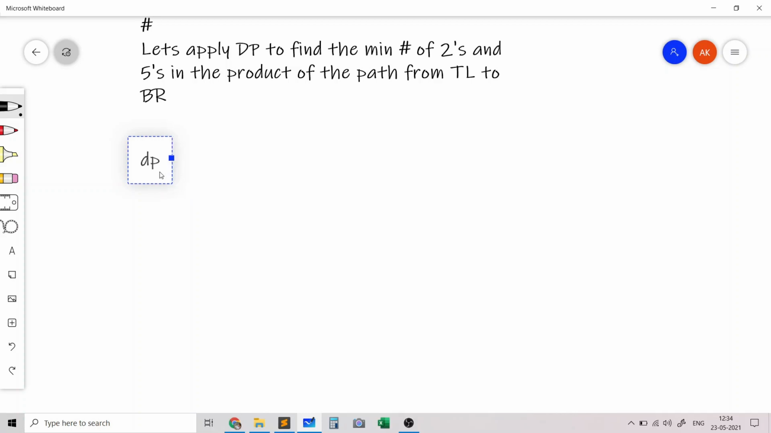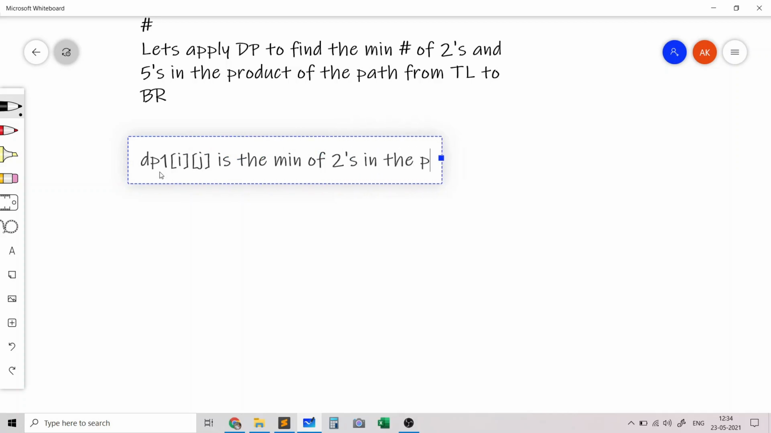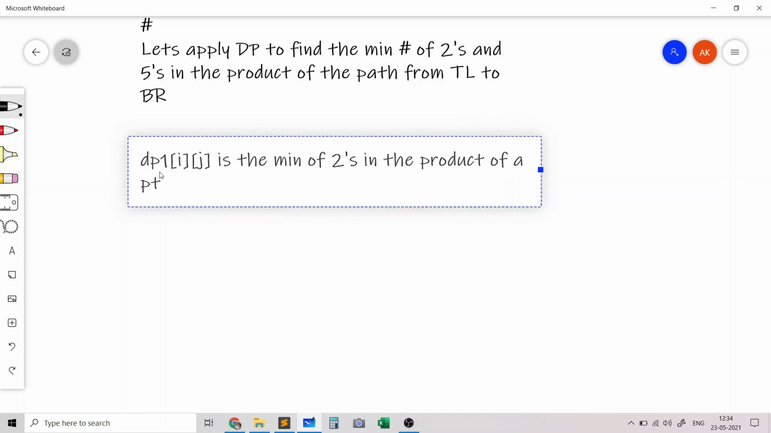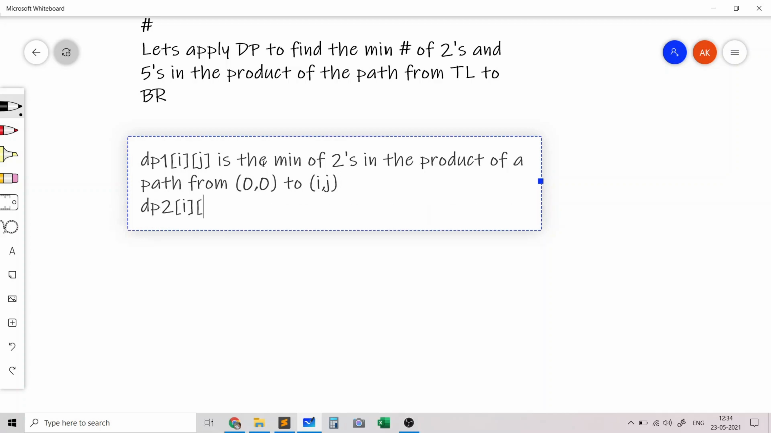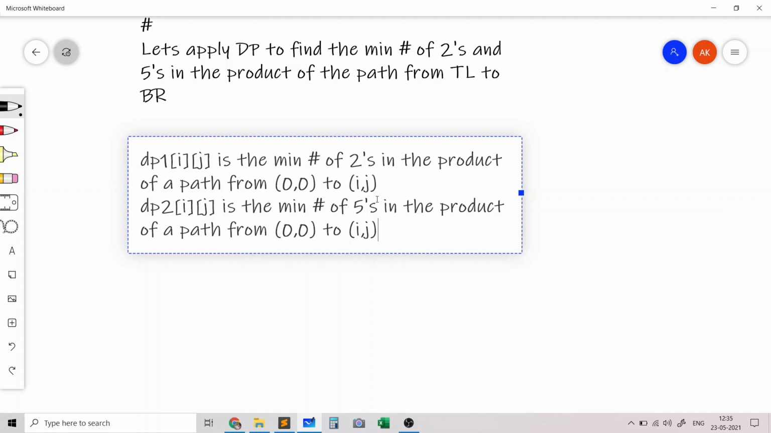So in that case, dp1 of ij is the min number of 2's in the product of a path from the first cell. So let's say that cell is 0, 0. I'm using 0 based indexing here. So the first cell is 0, 0. So from the cell 0, 0 to ij. That's what dp1 of ij is. And similarly, dp2 of ij is the min number of 5's in the product of a path from 0, 0 to ij.